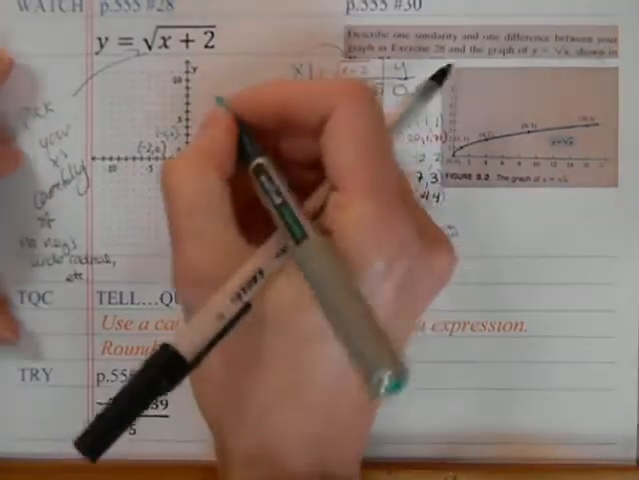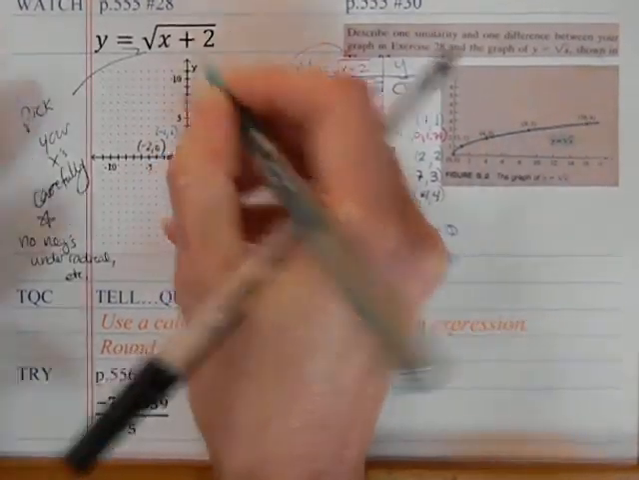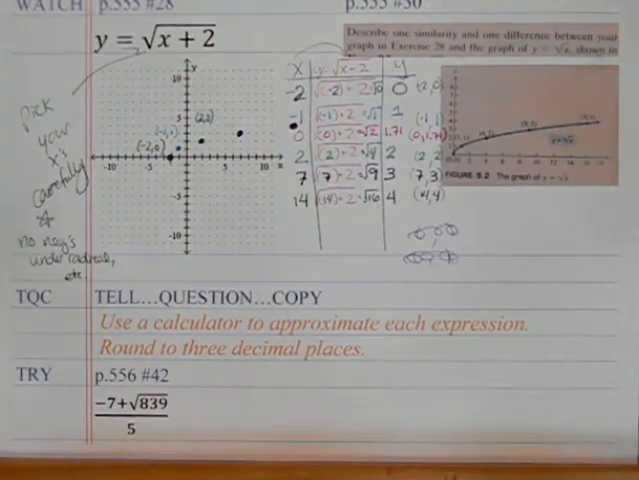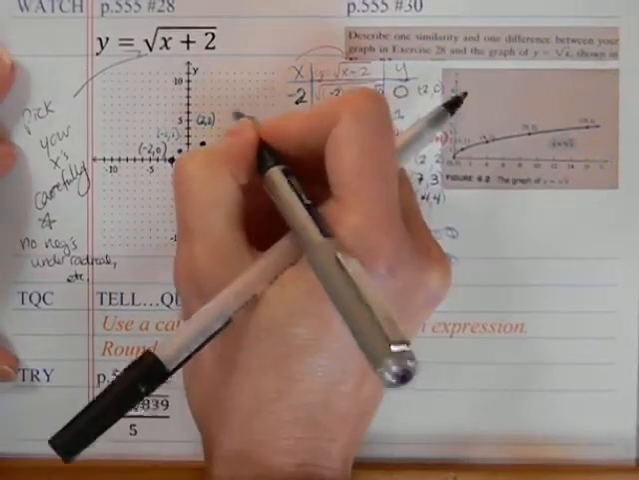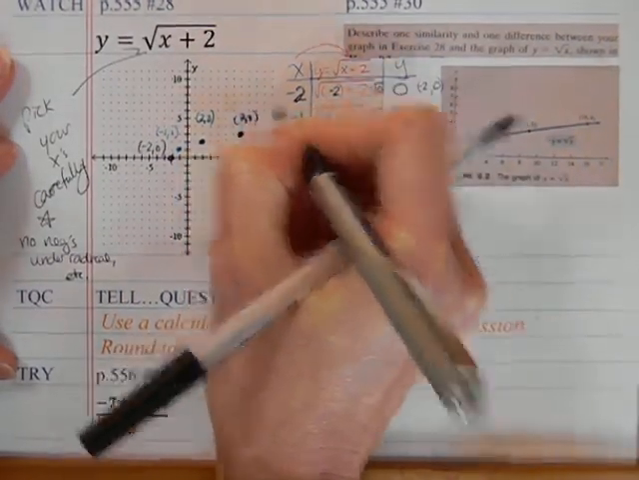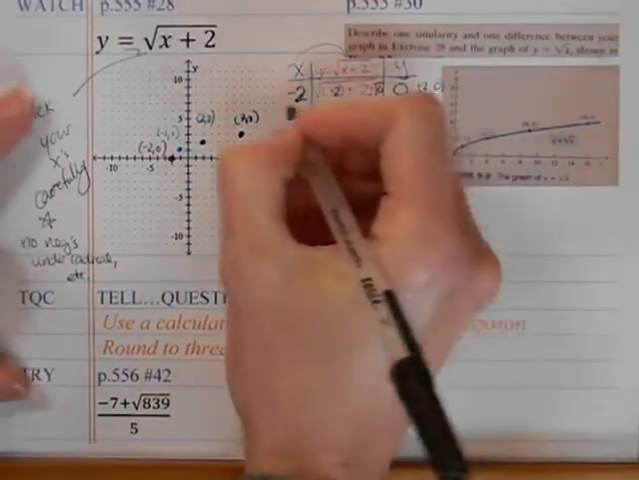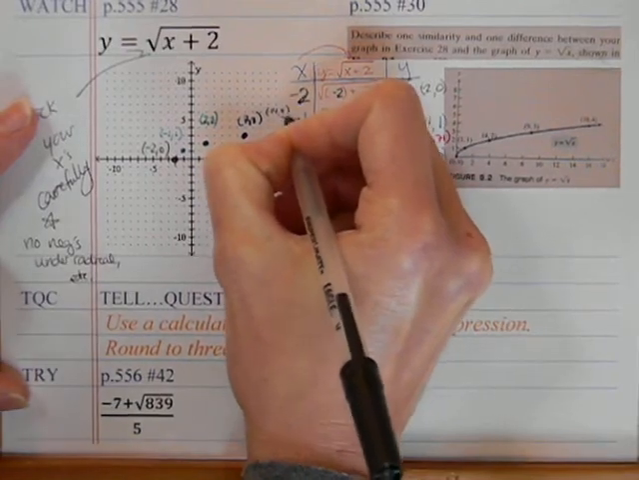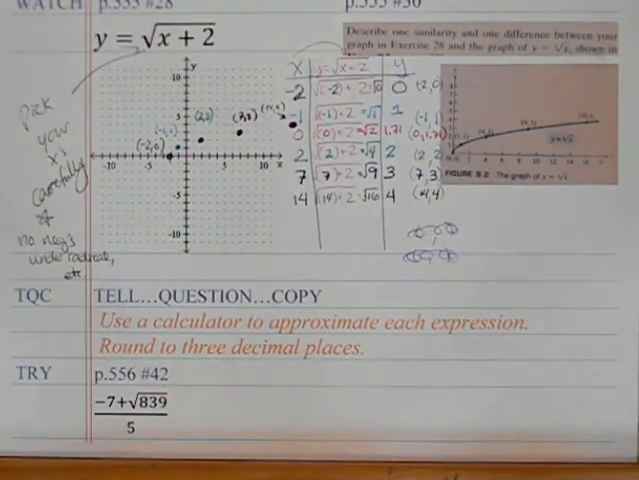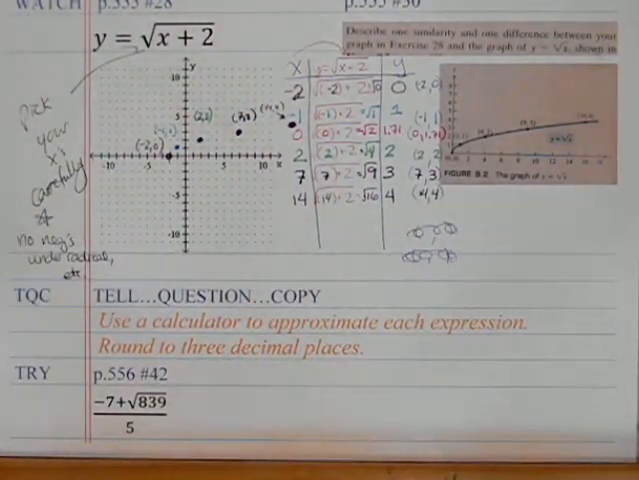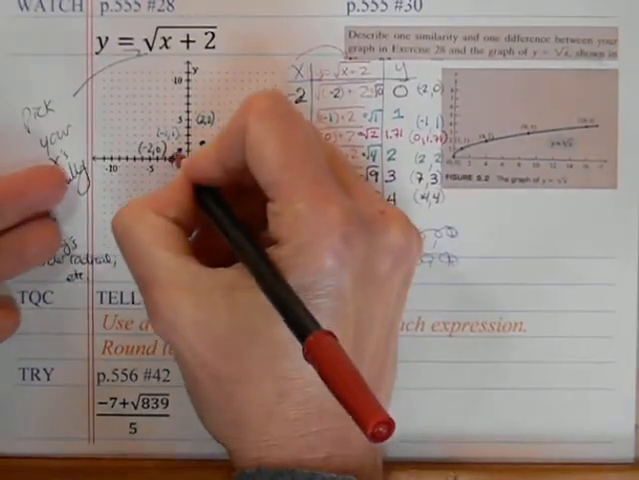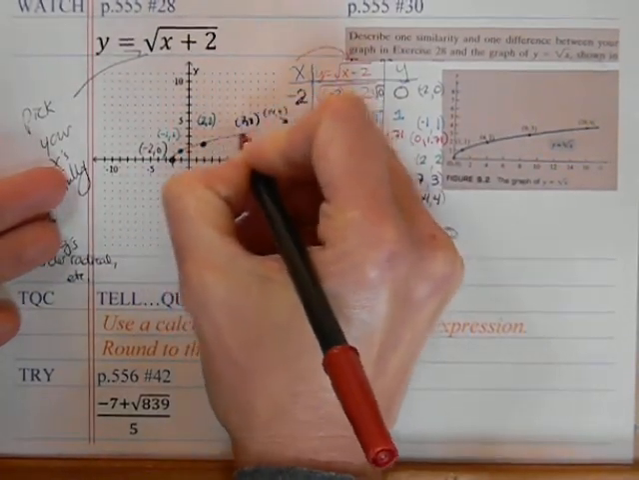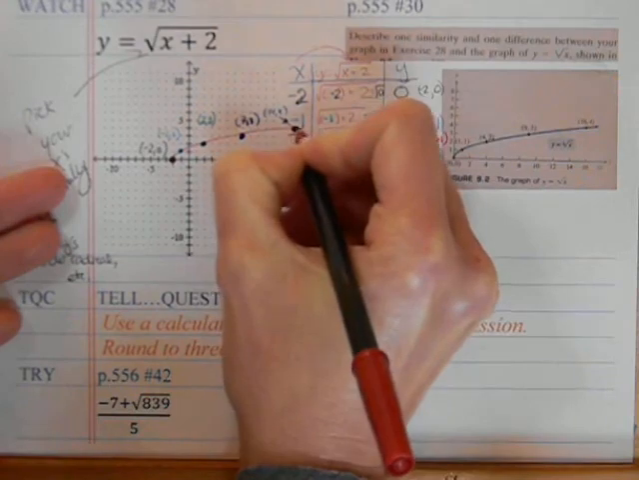So let's fill in here. We've got the point 2, 2. We had the point 7, 3. Way over here we have the point 14, 4. And then when you connect these, you notice it's not a straight line. In fact, it curves.